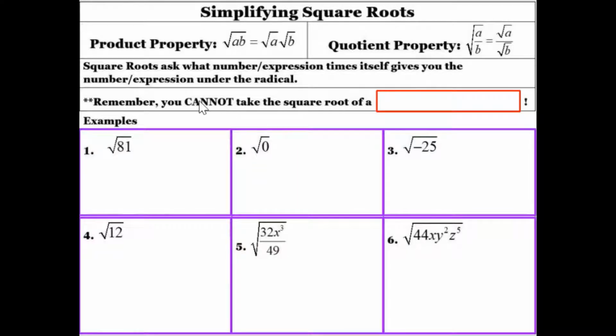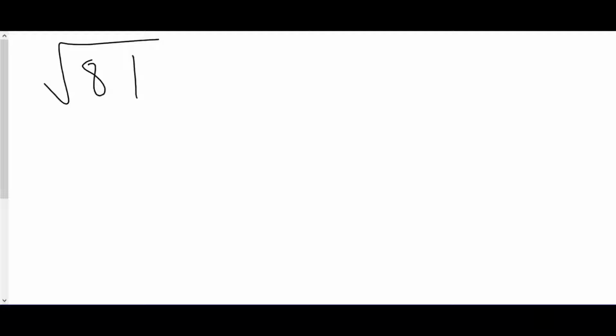Remember that you cannot take the square root of a negative number, because when I take the square root of a number, I'm looking to see what number or expression times itself gives you the number under the radical. And it can't be a negative value because there's no number times itself that would be a negative. Let's try out these examples on some paper.